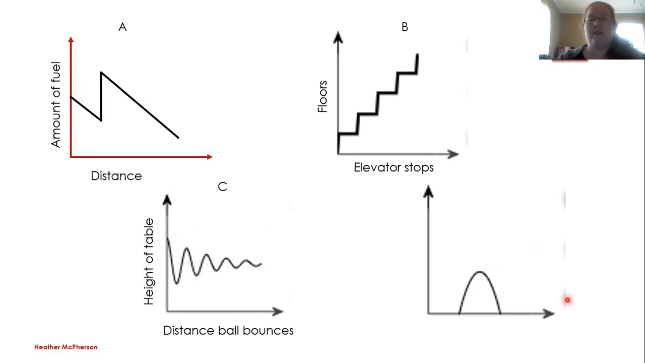Now your last one would be your flagpole. So you'd have the sun rising or setting versus your flagpole shadow. You can use a lot of different graphs. These are just the ones that I chose to use for these examples.